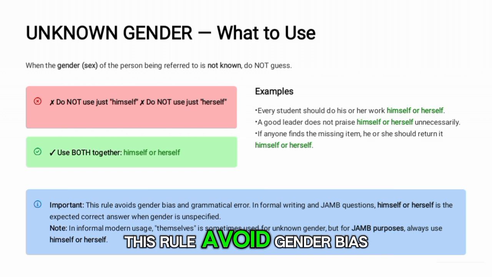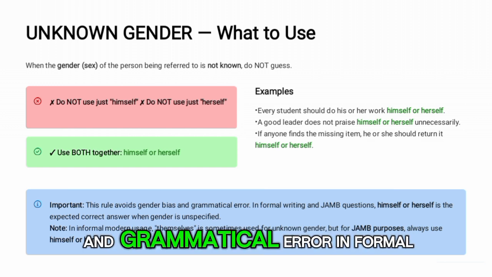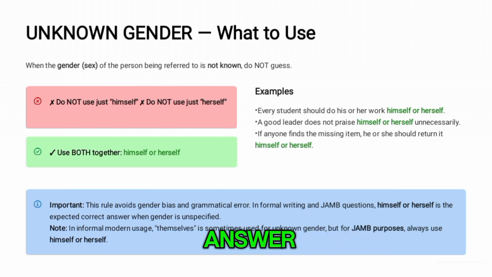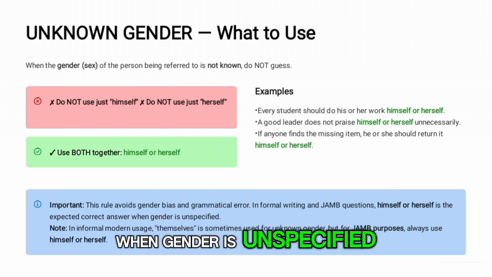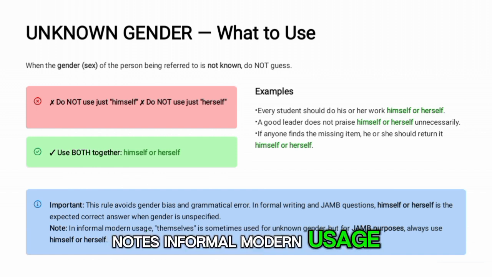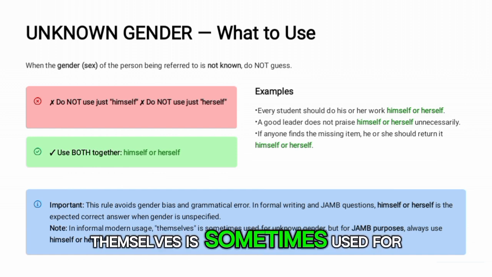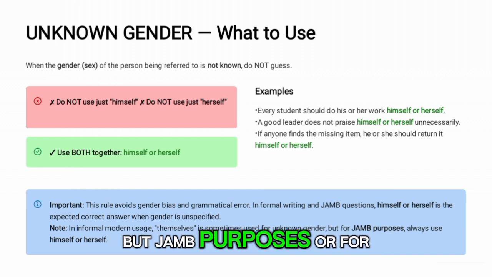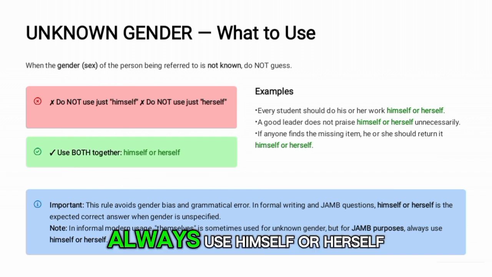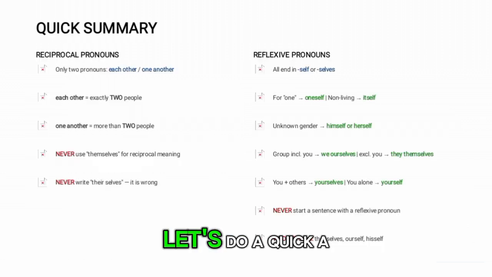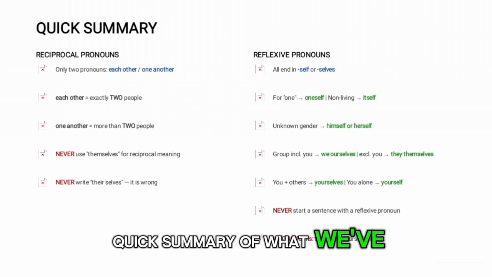This rule avoids gender bias and grammatical error. In formal writing and JAMB questions, himself or herself is the expected correct answer when gender is unspecified. Note, in formal modern usage, themselves is sometimes used for unknown gender, but for JAMB purposes or for exam purposes, always use himself or herself. Is this clear? Let's do a quick summary of what we've learned today.